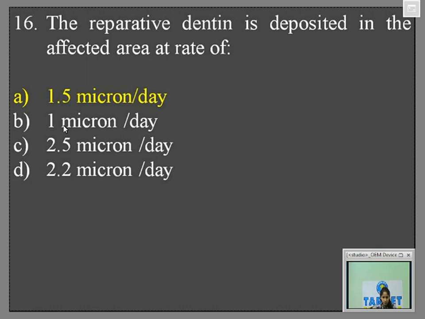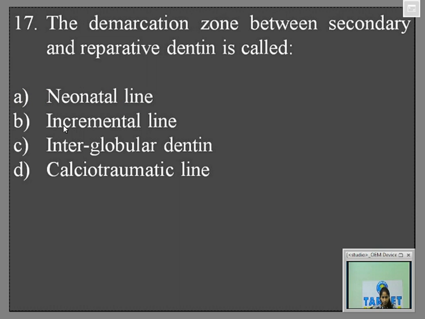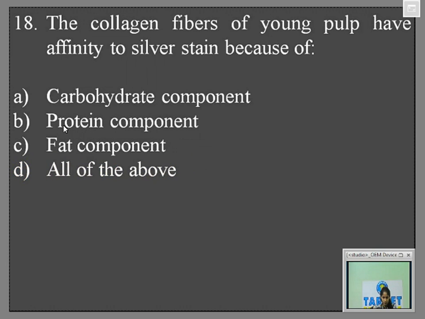We go on to the next question. The demarcation zone between secondary and reparative dentine is. So that is your calciotraumatic line. Go on to the next question.